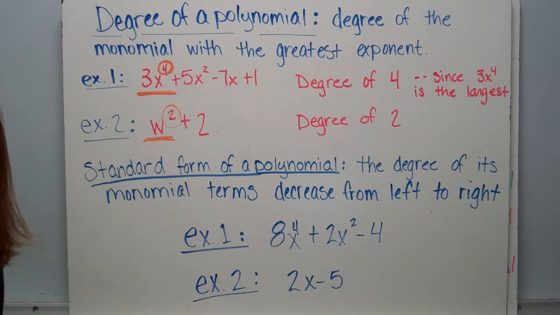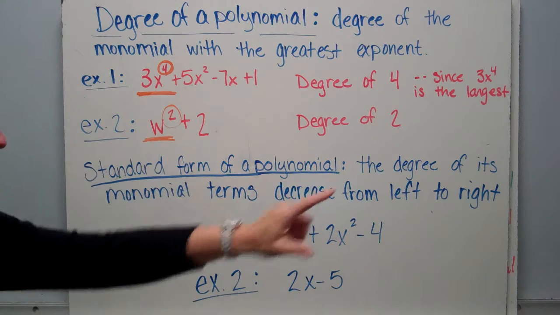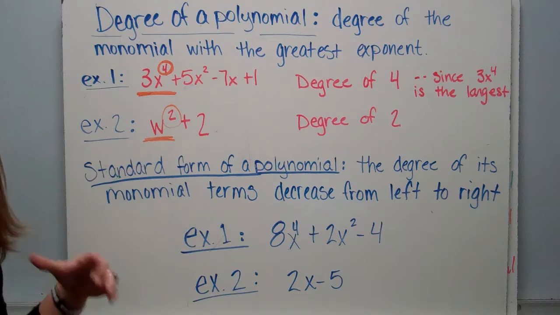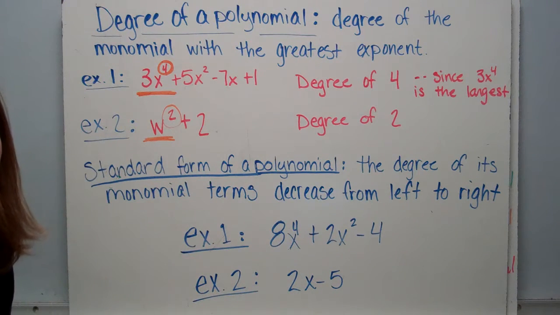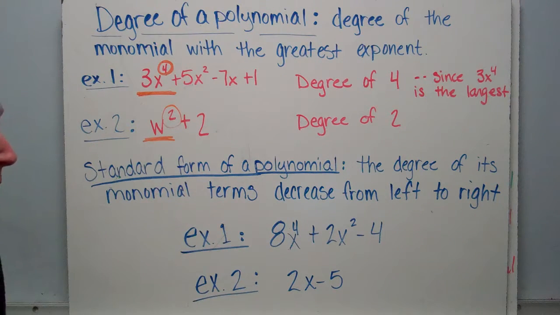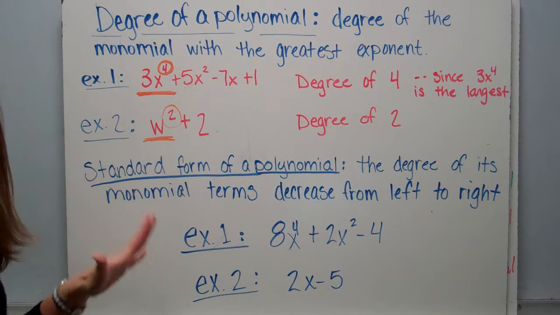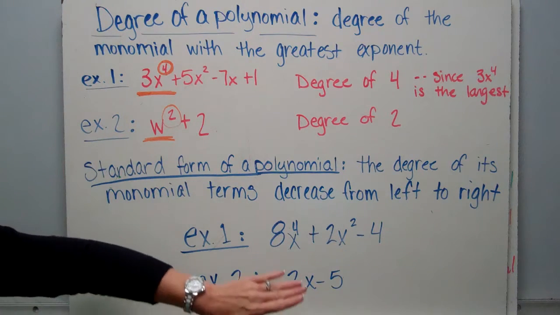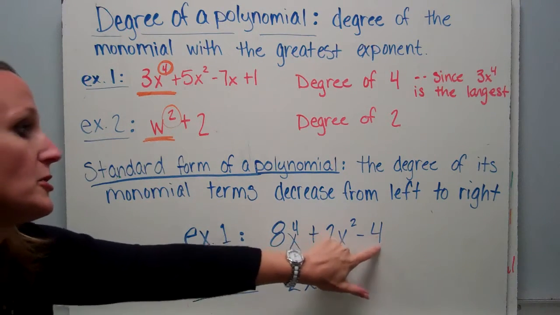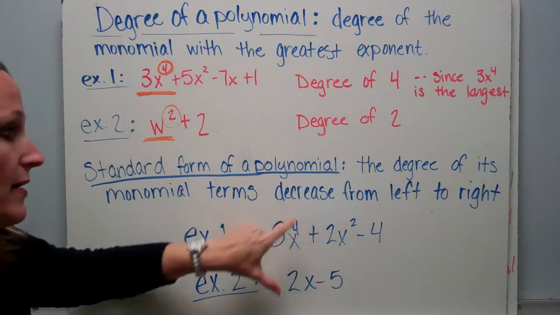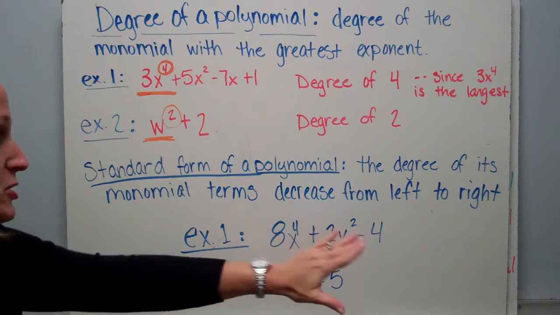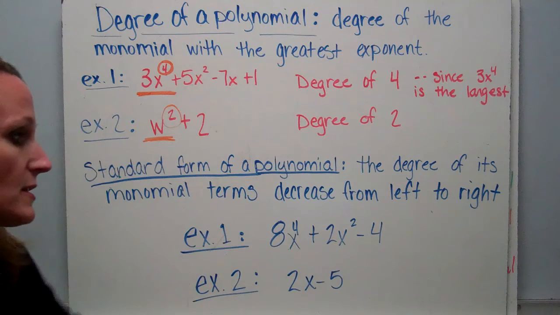Okay, so let's look at standard form of a polynomial. It says the degree of its monomial terms decrease from left to right. So when we look at how we want to write a polynomial and when we're putting in standard form, we want to go from left to right, just like you read something, and the monomial term with the highest degree should always be on the left, decreasing to your constant. So in this case, 8x to the 4th should go on your left, your constant should be on the right, and whatever comes in between should be in the middle. So in this case, 2x squared. So notice going from left to right, highest degree is on the left, constant on the right.